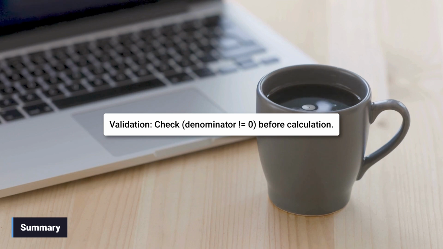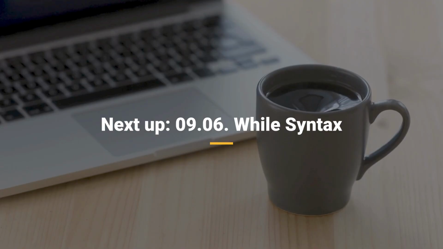To summarize, you should validate input where potential errors exist, especially for division. You may use an if-else structure to specifically check for and handle the invalid case. We have now learned conditional flow. Next, we move to the second type of flow control, iterative flow.